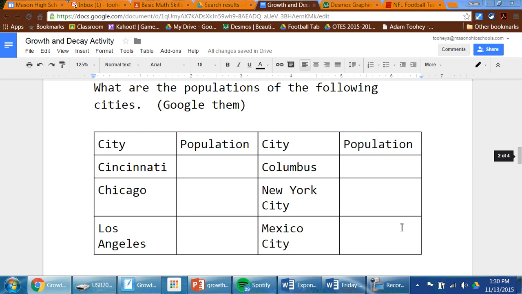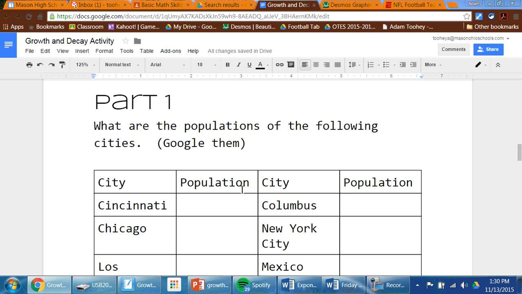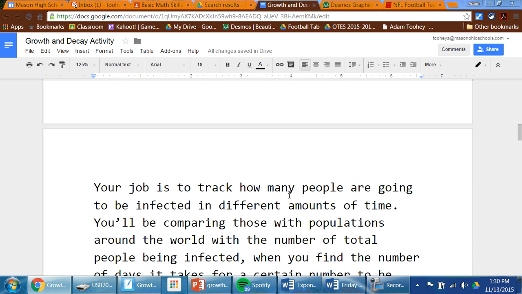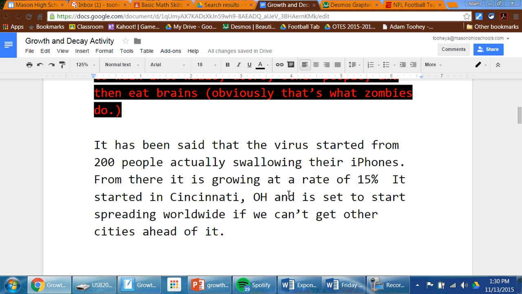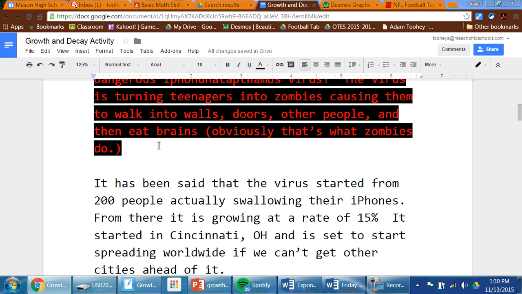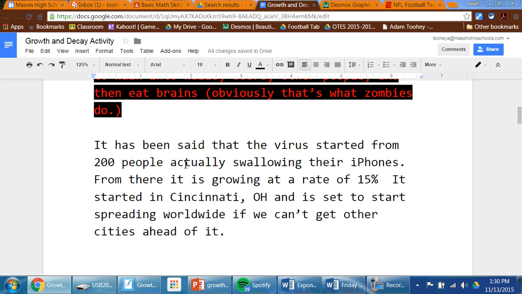For right now, we're going to skip part 1 because that's something you should easily be able to do, just Googling the population of these cities. We're going to look at parts 2 and 3. So for part 2, I've got to write my equation. Well, the starting amount looks like 200 people started with the infection. Okay, so I know that's going to be my starting value, my A. And then my rate says 15%.